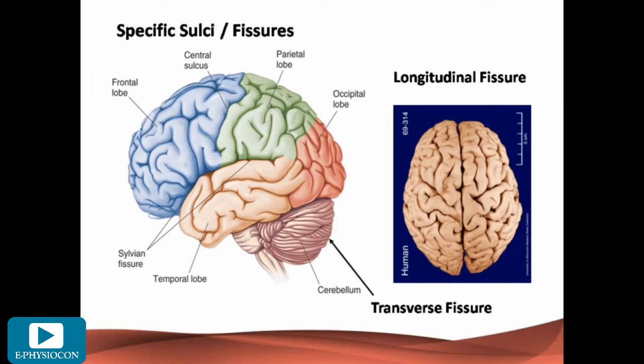In the right hand side picture you can see the brain, the longitudinal fissure. The longitudinal fissure divides the brain into right and left hemispheres.